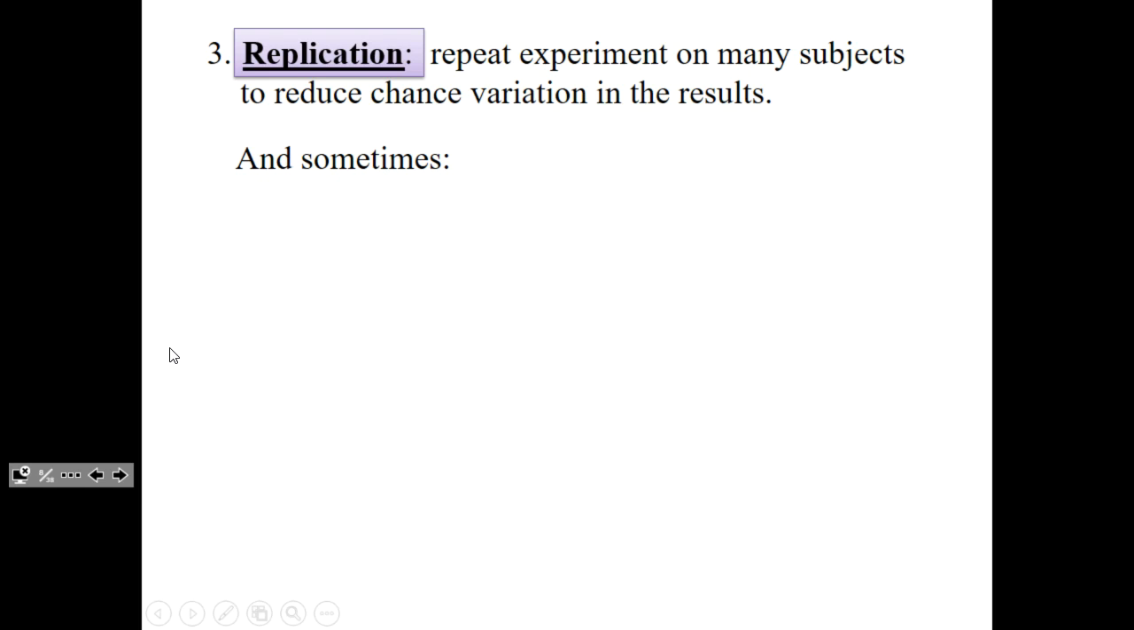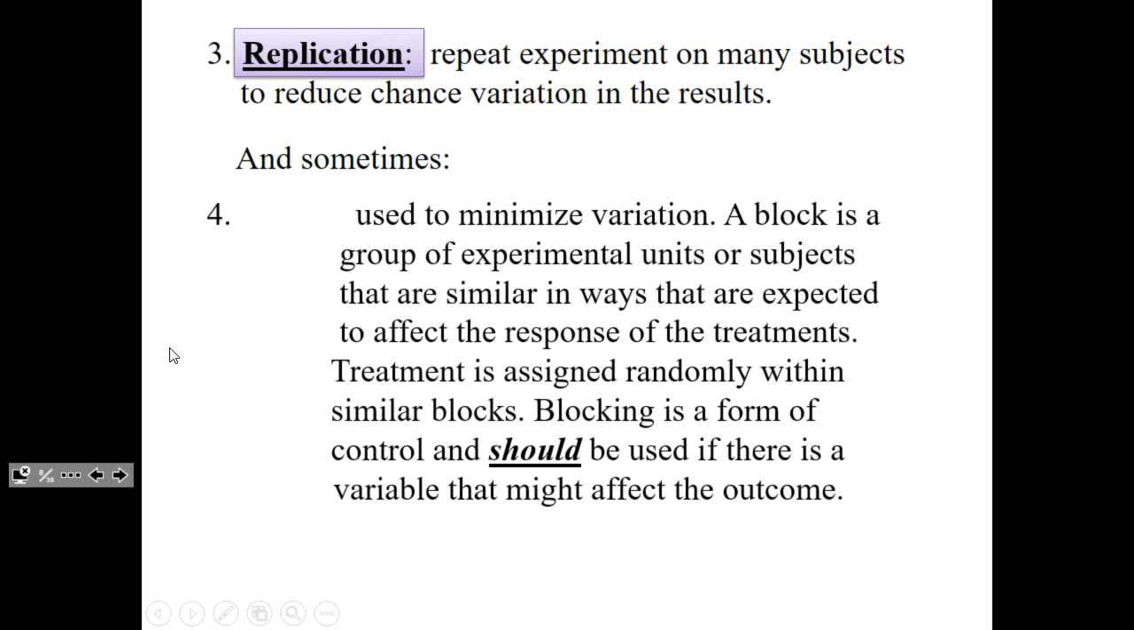What I'm saying is you can't do an experiment if there's only one person taking the medication. I need a lot of people taking this medication. I need a lot of radios being tested. I need a lot of batteries being tested. And sometimes we have a fourth one. That fourth one is called blocking. Now we use this to minimize variation.